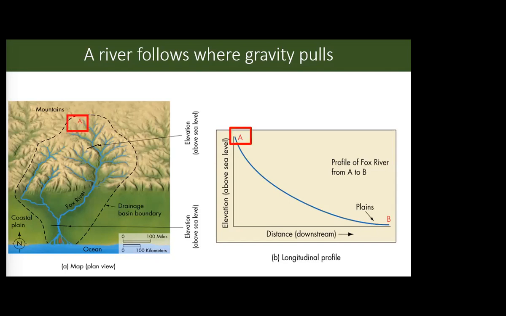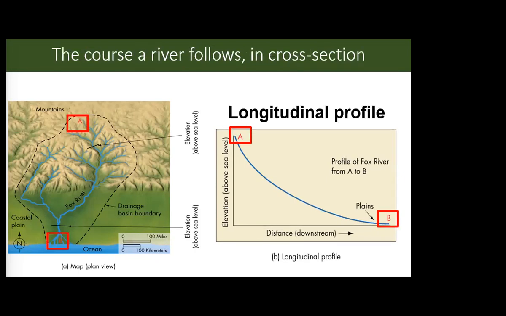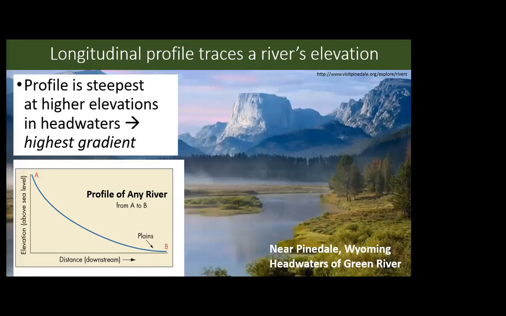So this is point A, where we have the headwaters, upstream portion. This is point B, the outflow. As you can see, we have the lowest elevation, the gentlest slope, compared to A, where we have the steepest slope, highest elevation. So as we said, the profile is the steepest at the higher elevation. We have the highest gradient. Gradient is just another word for slope. We're going to have a steeper slope at the higher elevations.